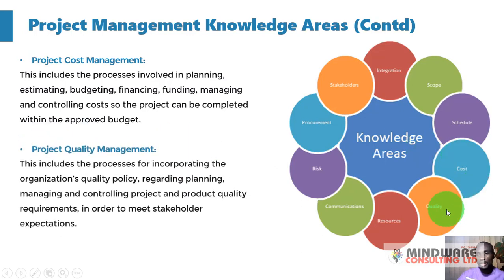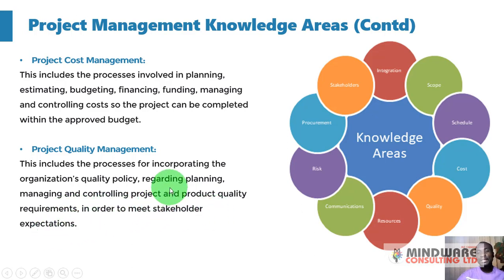So that brings us to the next knowledge area, which is quality. Now, quality has to do with the specification, or the feature or the design of the product or the outcome. Or it includes all the processes for incorporating the organization's quality policy regarding planning, managing, and controlling project and product quality requirements in order to meet stakeholder expectations.